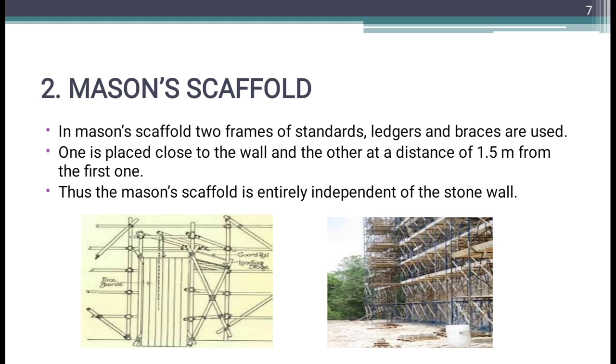Second one is mason scaffolds. In mason scaffolds, two frames of standards, ledgers, and braces are used. One is placed close to the wall and the other is at a distance of 1.5 meters from the first one. Thus, the mason scaffold is entirely independent of the stone wall.